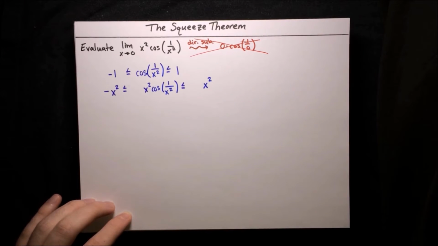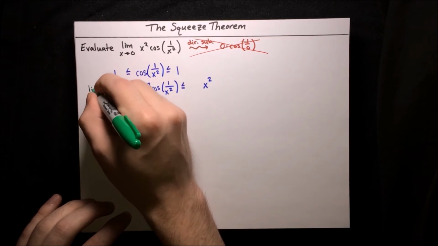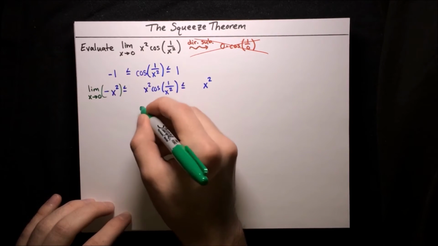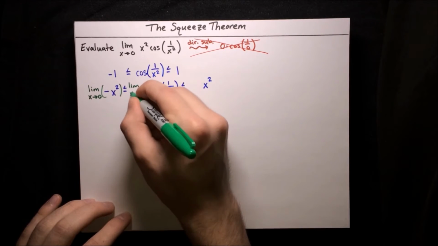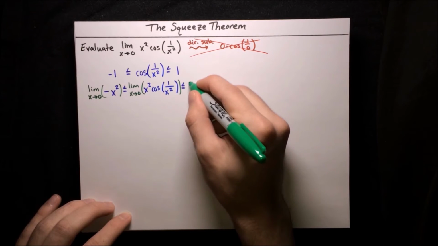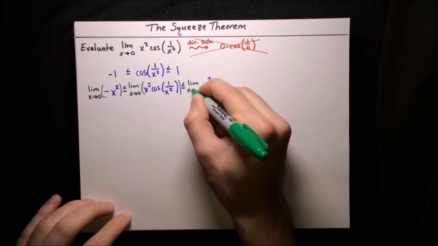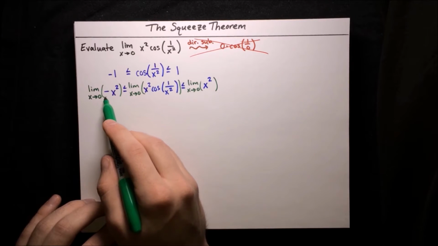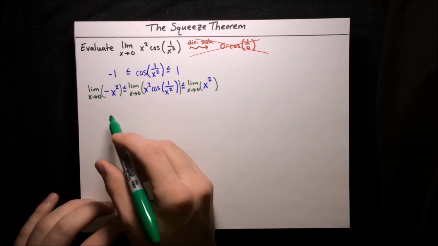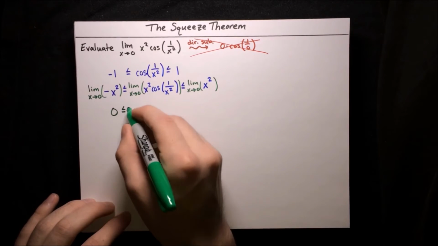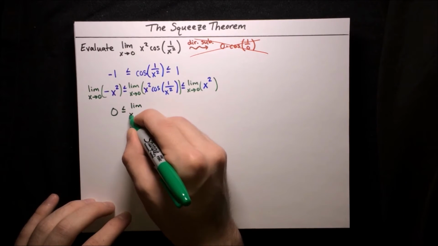And now let's take the limit of everything as x approaches 0. So limit as x approaches 0 of negative x squared is less than or equal to limit as x approaches 0 of x squared cosine 1 over x squared is less than or equal to limit as x approaches 0 of x squared. Now, two of these limits are easy to evaluate. Limit as x approaches 0 of negative x squared, well, we can just plug in 0 and get 0 for this limit. So 0 is less than or equal to this middle limit. This one's actually the hard one to evaluate, so we'll just write it as is.